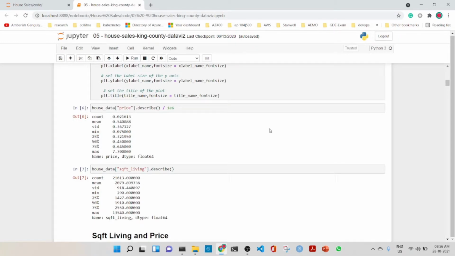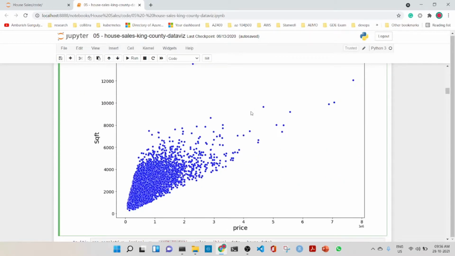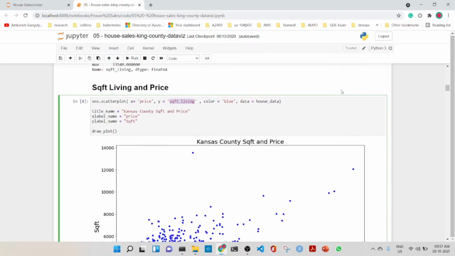Then what we do is that we are exploring the house data price and we are seeing that these are all in millions. We are also exploring the house data square foot living. Now we explore the relationship between square foot living and price. Here it is the scatter plot. The x value is the price and the y value is square foot living. So we see as the price is increasing or as the square foot is increasing, the price is also increasing.